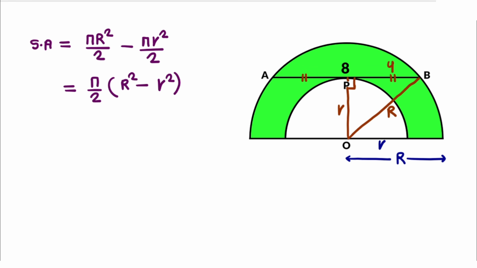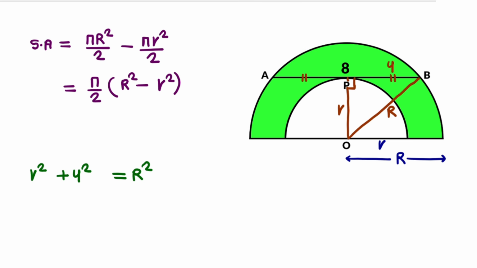We now have a right triangle, OPB. Its vertical leg is lowercase r, its horizontal leg is 4, and its hypotenuse is capital R. So now Pythagoras gives us exactly what we need. Lowercase r squared plus 4 squared equals capital R squared.